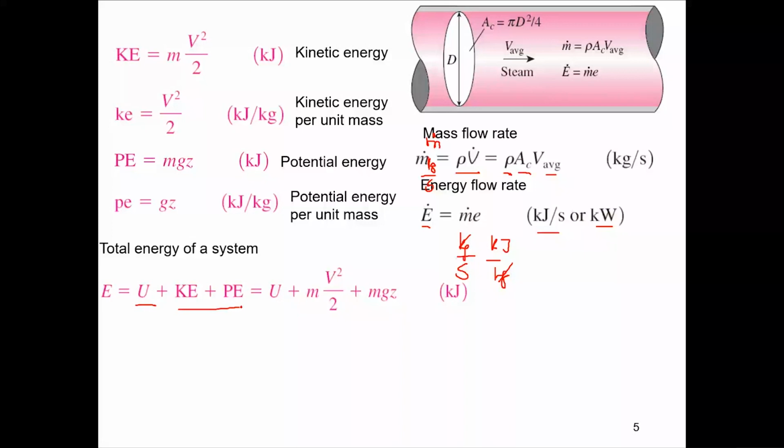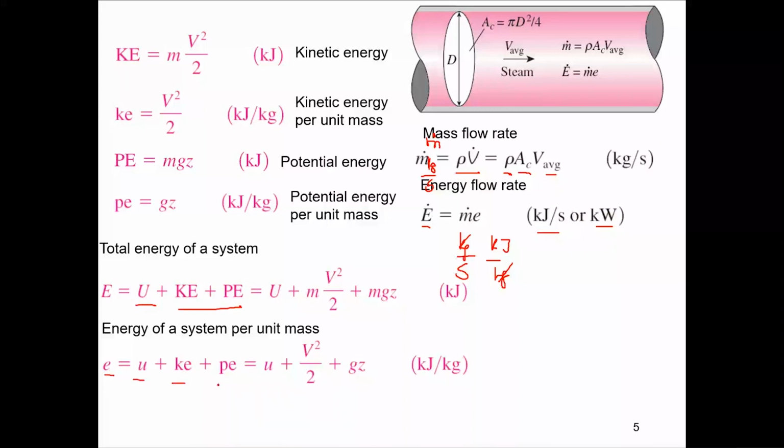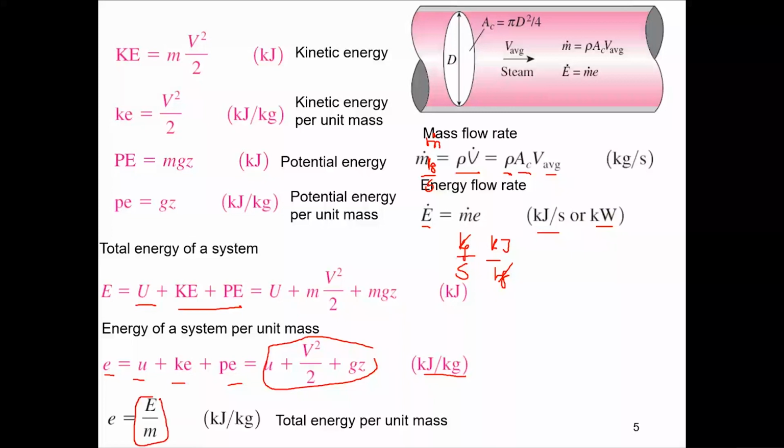Is it clear? When you are expressing the total energy of the system per unit mass, you will have small letters representing it. Small energy, small internal energy, small kinetic energy, small potential energy, all expressed in terms of per unit mass. All of them are specific values. Clear? Total energy of the system, as I have already expressed, if you are expressing it per unit mass, you will divide the total energy by mass.